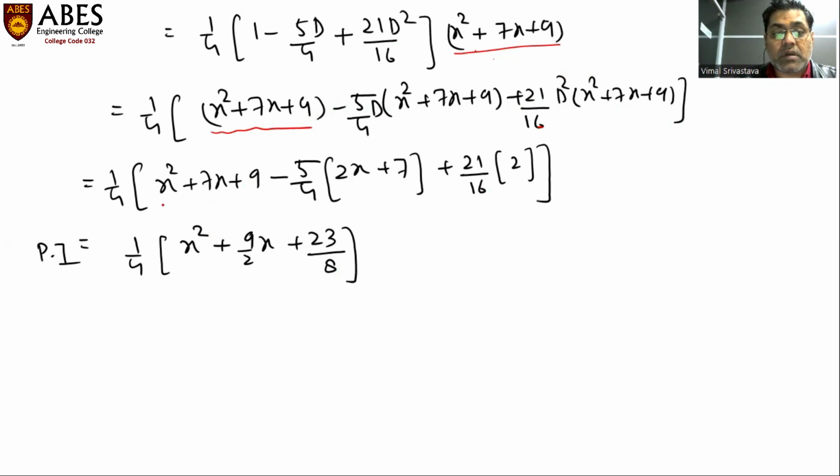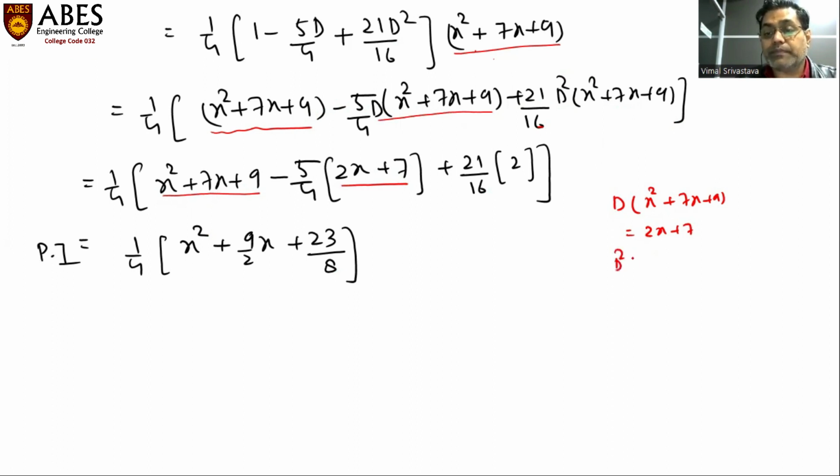So the first term is as it is. And in the second term, d stands for the derivative of x square plus 7x plus 9. So we will get 2x plus 7. Similarly, d square of x square plus 7x plus 9 comes out to be 2. So we are putting it here, 2.